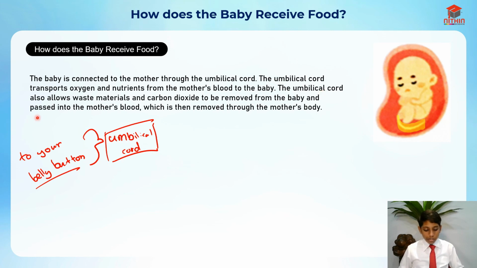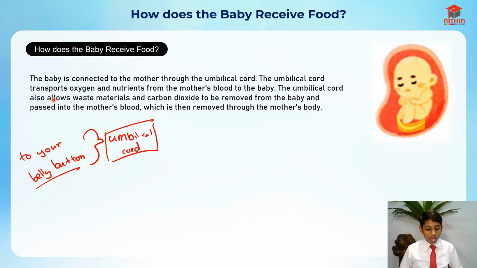The umbilical cord transports oxygen and nutrients from the mother's blood to the baby. And why does oxygen need to be transported? Because the baby is fully surrounded by fluid. That's why it can't breathe inside there. So it transports oxygen through this umbilical cord over here, and nutrients from the mother's blood to the baby.